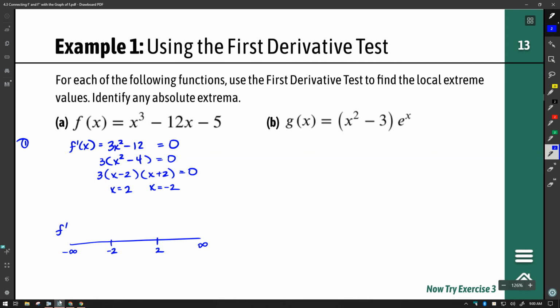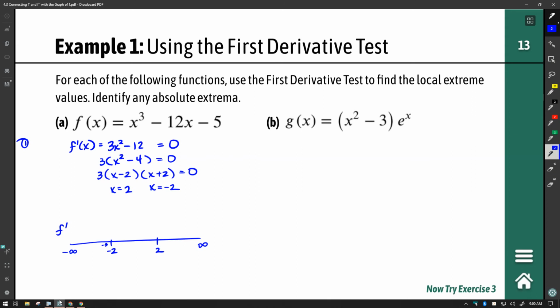We are testing f prime. It's important that we label this sign chart so that our reader knows exactly what we're doing here. We're looking at f prime. So we're going to pick a test value in one of these intervals. For instance, in the first interval, I might pick, say, negative 3. That might be an easy number to plug into f prime and figure out the value.